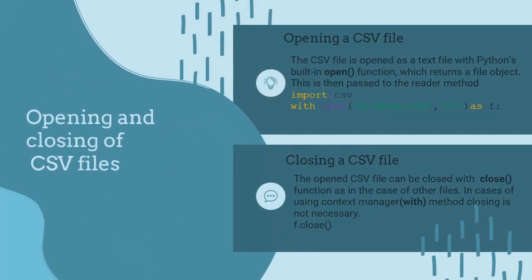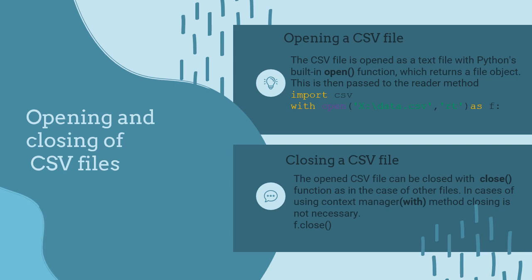We are going to see how to open and close CSV files. We have already seen how to open and close files in the case of binary files and text files. To open a CSV file, the syntax or procedure is similar to the other file types. We have the built-in open function, like we use for text or binary files, which returns a file object. This is then passed to the reader method.